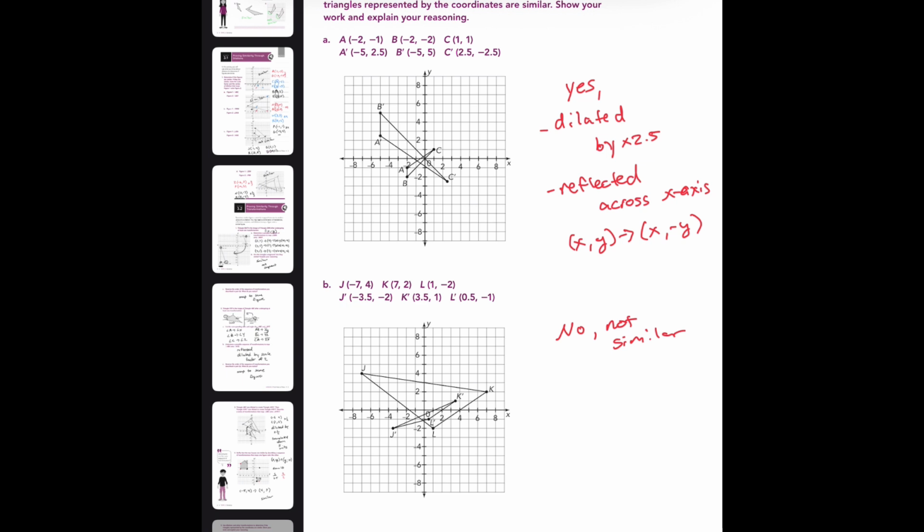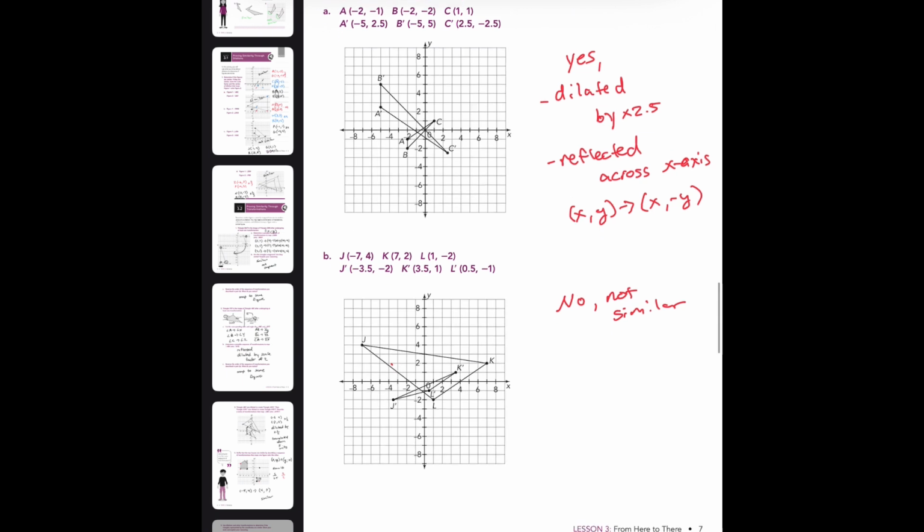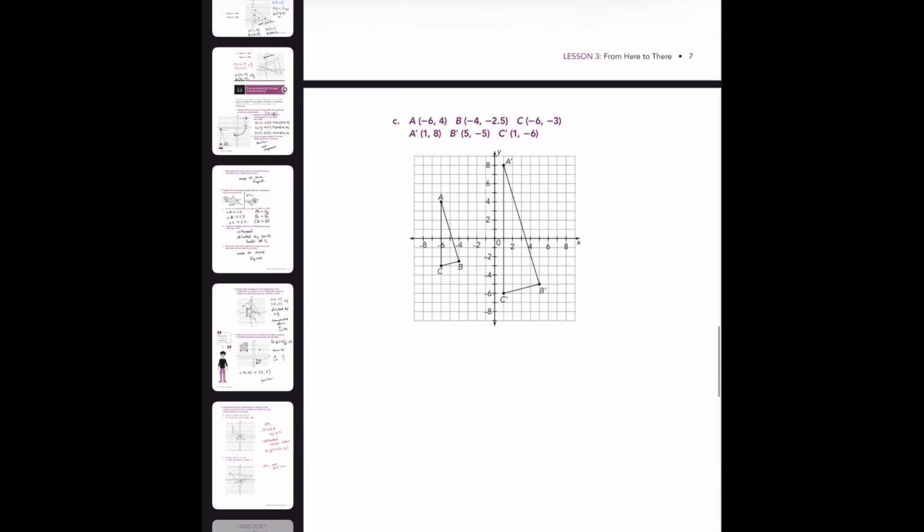-3.52. 3.52. There we go. And it is not. So they're not similar. All right, and then C, when you test C, you should find yes, they are similar.